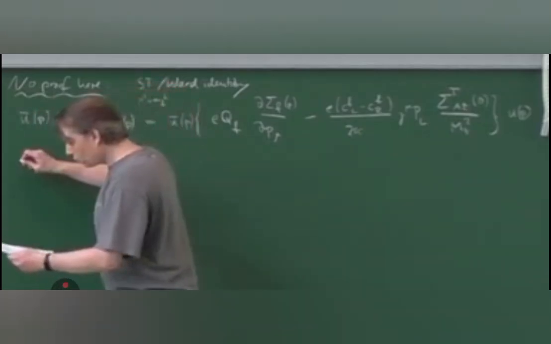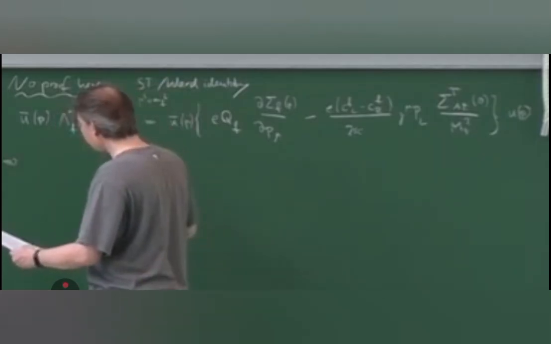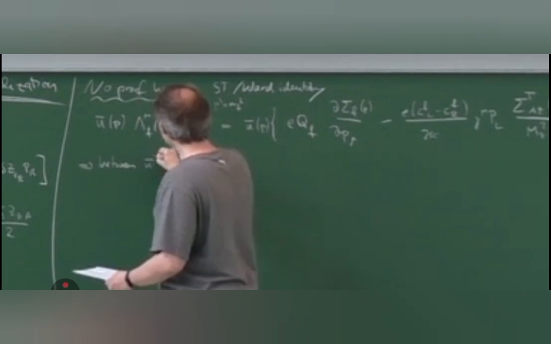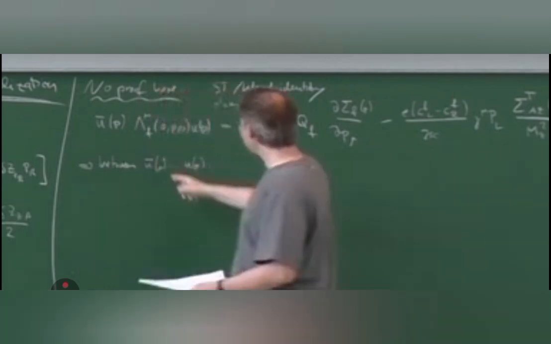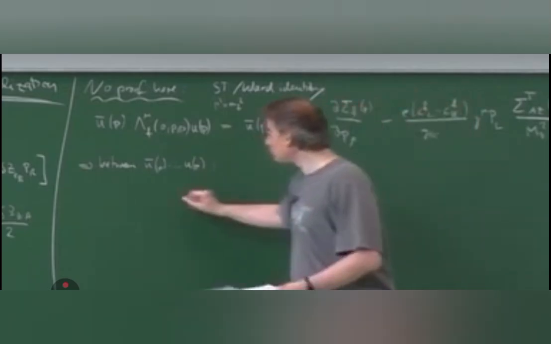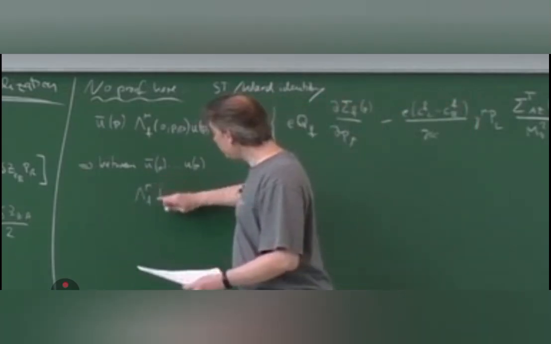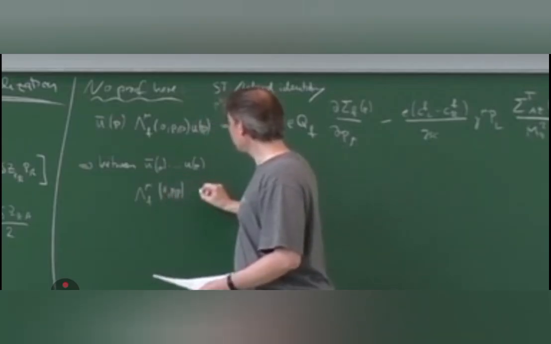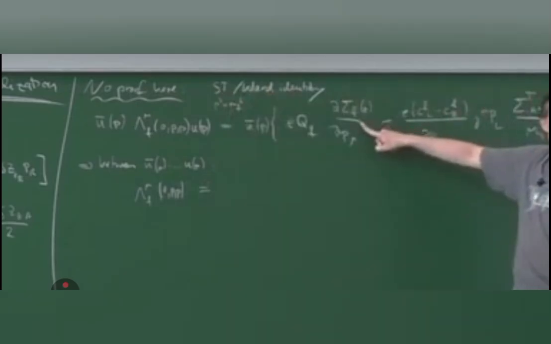So if we plug that in, we obtain between u bar of p and u of p the following relationship for lambda: lambda f mu on shell is equal to the following. So you see here, this is the derivative of the fermion self-energy with respect to p mu.